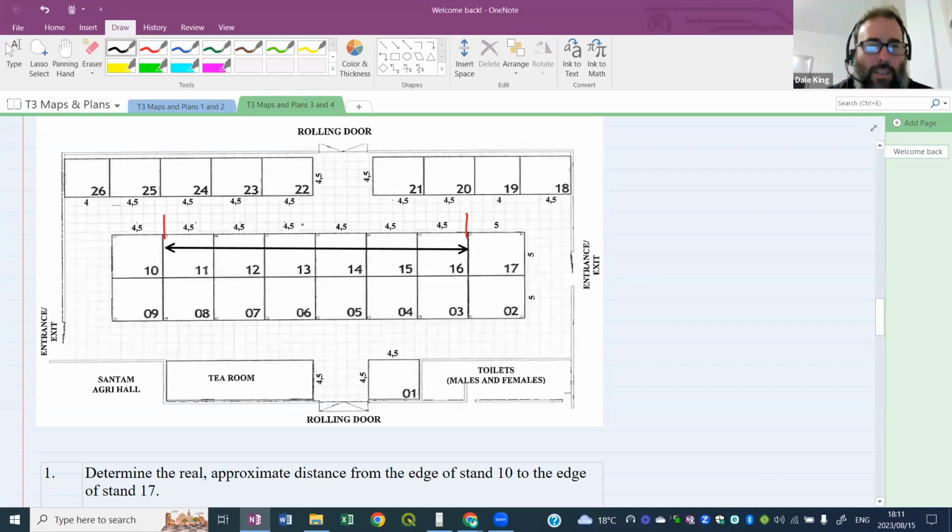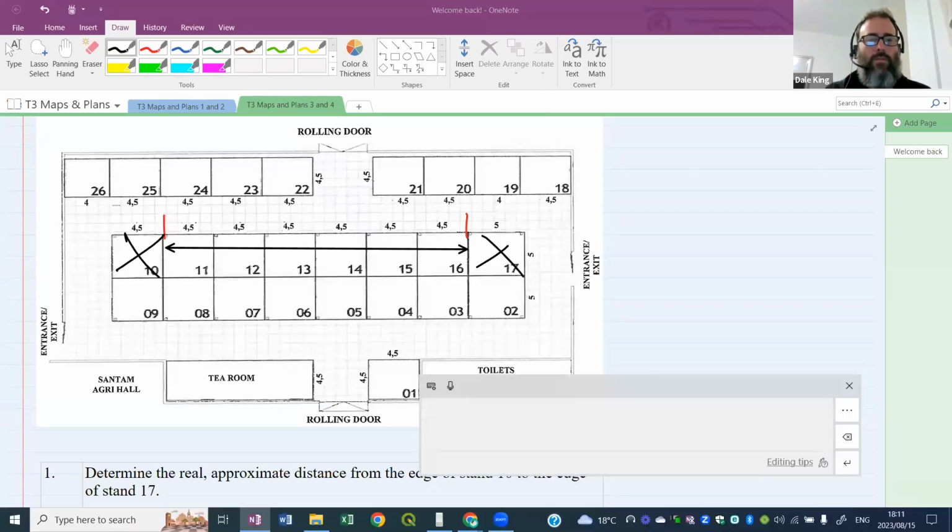So we're looking for the distance between the two lines, basically. Those are the two stands, stand 10 and stand 17. We want the edge of the stand to the edge of the stand, so it's the internal edges there. I've drawn a little dimension arrow to show exactly the distance. What we have to do is add up all of the 4,5s. Then it will give you the distance.